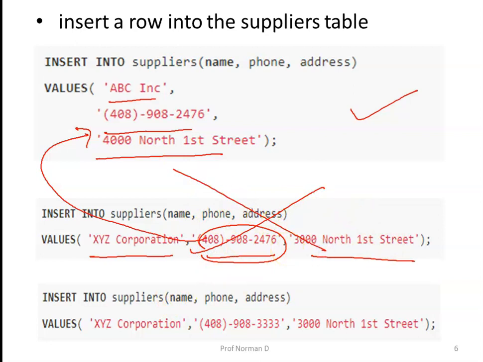I go with my next insertion. Now in this case, the name is different, the phone number is different, and the address also is different. So in this case, the first tuple and this tuple differ with respect to all the three attributes, and this will be accepted.